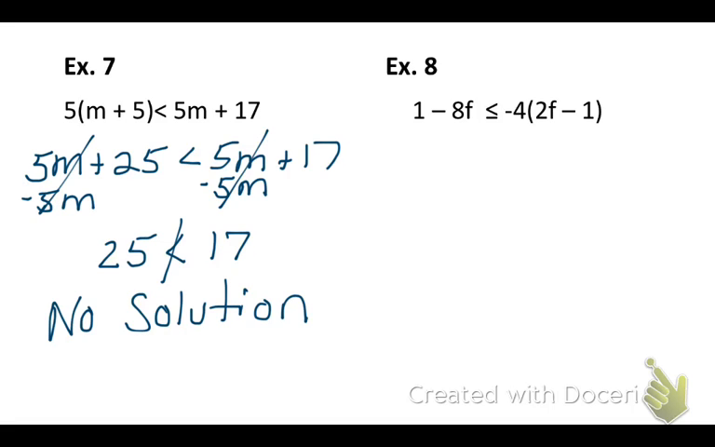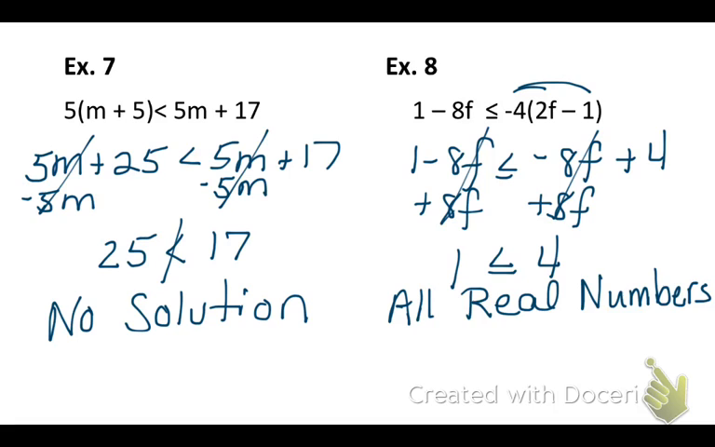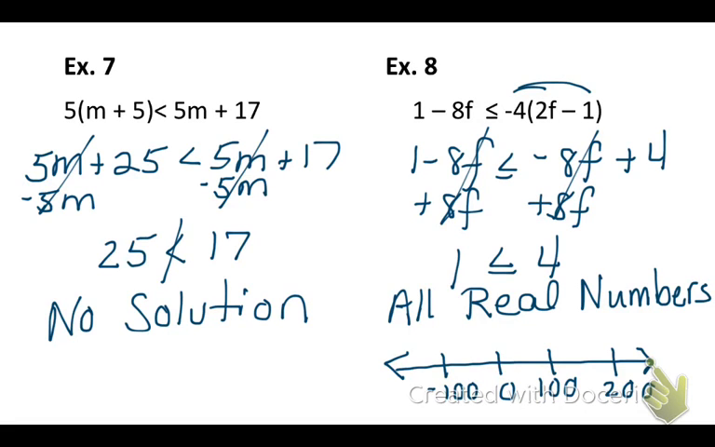Whereas in the final example on your note guide, if I distribute negative 4, 1 minus 8f is less than or equal to negative 8f plus 4. If I add 8f to both sides, my variables drop out and I'm left with 1 is less than or equal to 4. This is true. So this means that your solution is all real numbers. So since every possible value would satisfy this inequality, if you go to graph your solutions, you would just shade the entire number line.